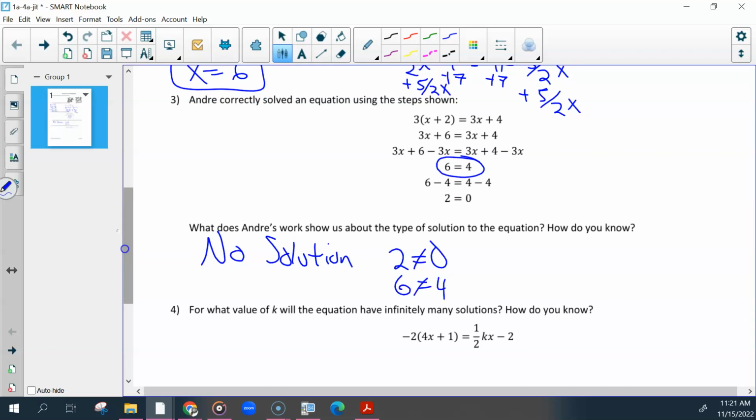So there's a couple ways you could write what you know. Make sure you guys are listening. One could be that 6 doesn't equal 4, or when they kept going, 2 doesn't equal 0. Either of those would be an acceptable answer. They could have also stopped at this row because the coefficients are the same, but the constants are different, and because of that, it would be no solution. So either of those reasonings would be fine. Questions on that one?